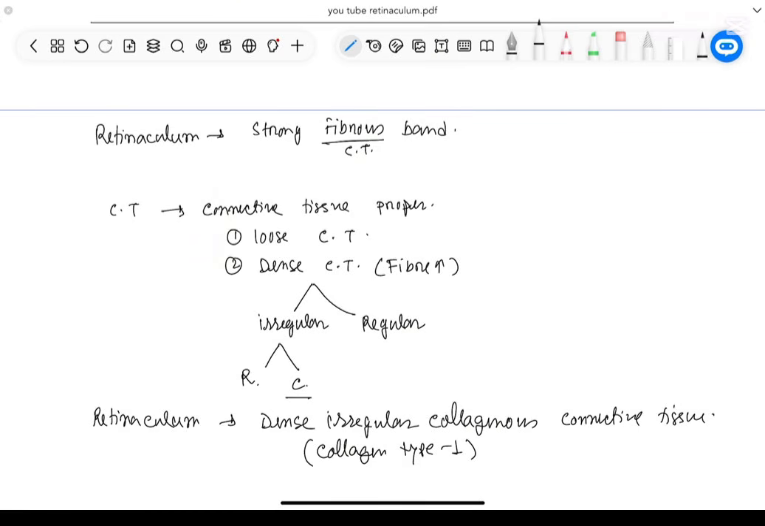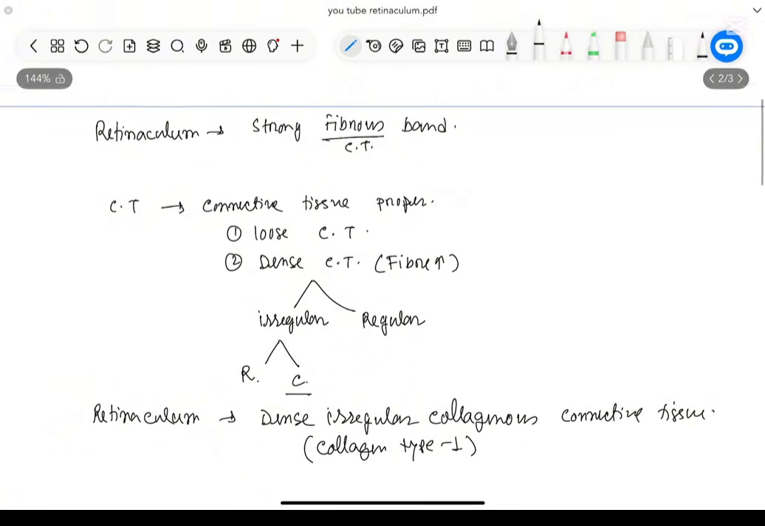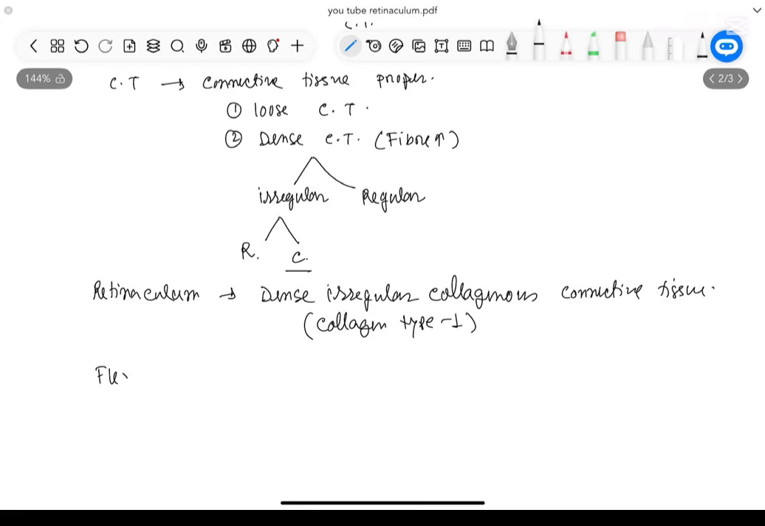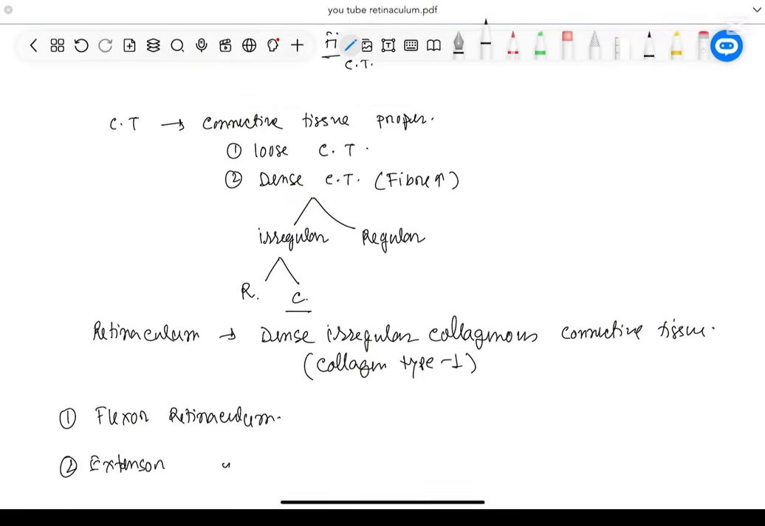Now here we will get two types of retinaculum, one on the flexor surface over the wrist and one on the extensor surface over the wrist. So there are two retinacula we are going to describe. One is flexor retinaculum, another one is extensor retinaculum. First we are going to talk about the flexor retinaculum. Another name of flexor retinaculum is transverse carpal ligament.